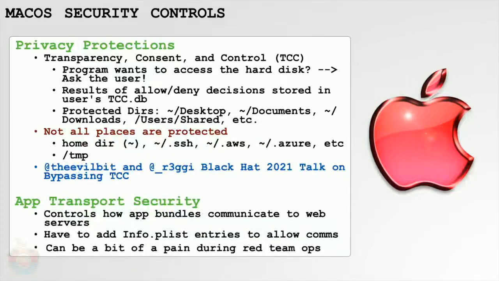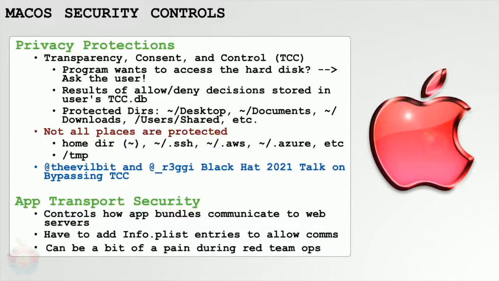So you think about all the files you might have there with sensitive information or credentials, that's not protected. The base user's SSH directory, AWS, Azure, where keys are stored, where you might be able to move laterally to cloud environments, that stuff's not protected by TCC.